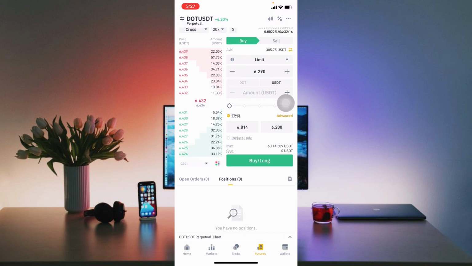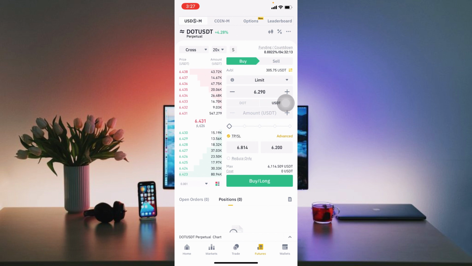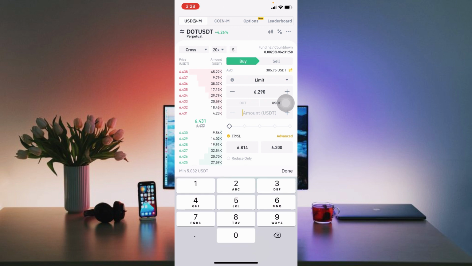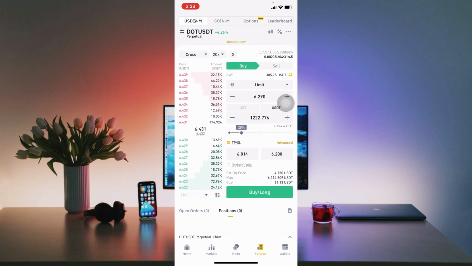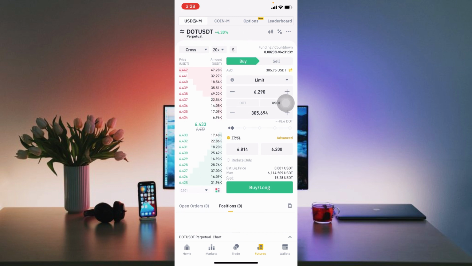So what we are saying is this. Right now, the current price for USDT is 6.43. And we are saying that if price falls to 6.290, it will rise up to 6.814. But if price doesn't rise up to that place but falls to 6.200, we want to close the trade. So if I enter a buy position now, I have to use the cost to know how much I'm investing. So now let me invest, let's say $18. So if I enter $15, then I enter long.